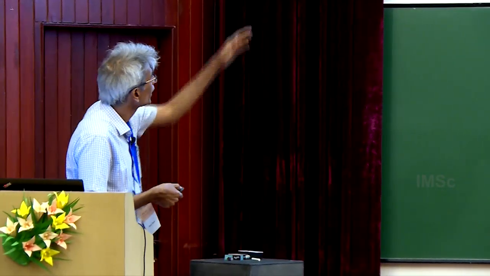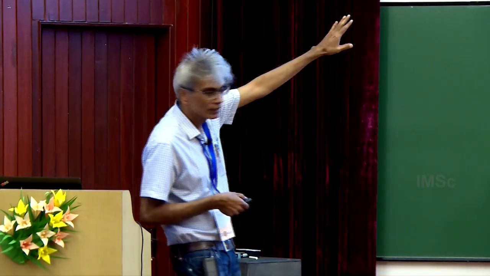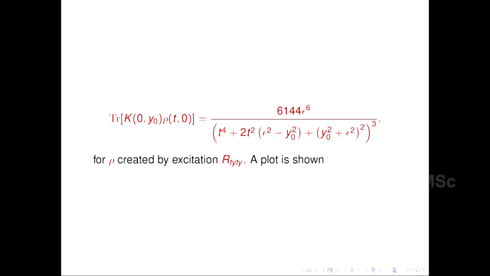But we go ahead. The nature of the excitations can be probed by evaluating the stress tensor of that density matrix for spin 0 and 1, but spin 2 does not admit a local, gauge invariant stress tensor. So we evaluated the Kretschmann scalar in that density matrix, and here is the Kretschmann scalar.